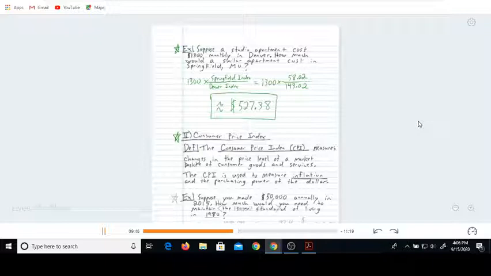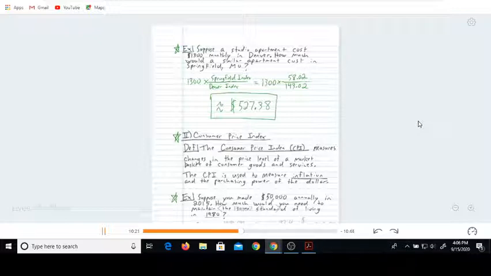So at this point in time, you need to pull out that Consumer Price Index table that was posted on Folio. It was posted just above this lecture, you do need to reference that in order to understand how we're getting through these problems. So if you need to press the pause button, do so. Pull out that chart. I recommend printing it off or at least pulling it up in a different tab. We're going to be referencing that chart completely. So let's go ahead and look at this example here. Suppose you made $50,000 annually in 2015. How much would you need to maintain the same standard of living in 1980?